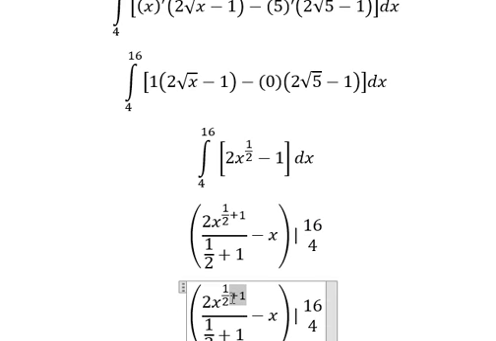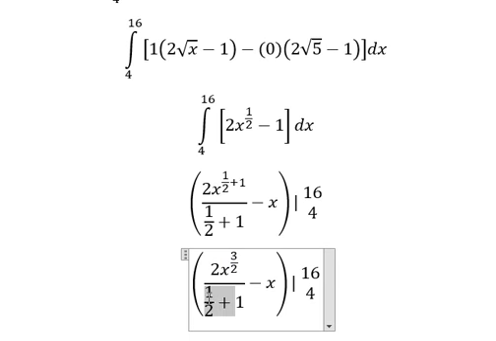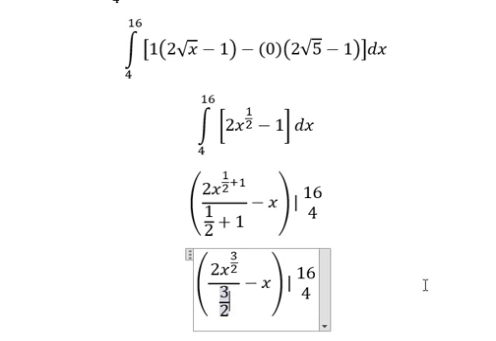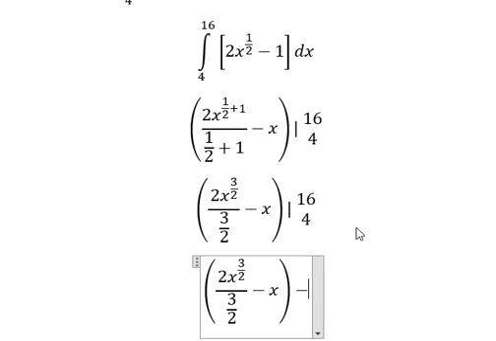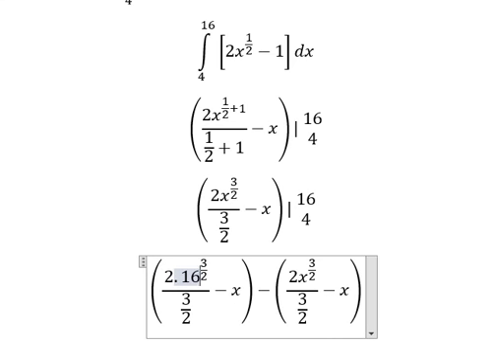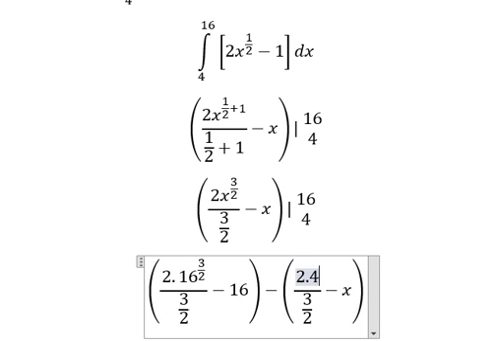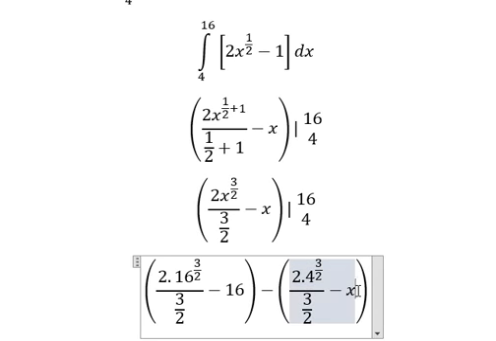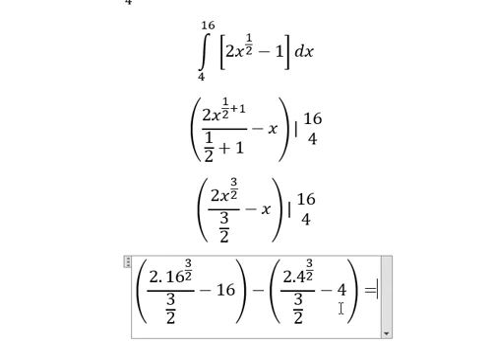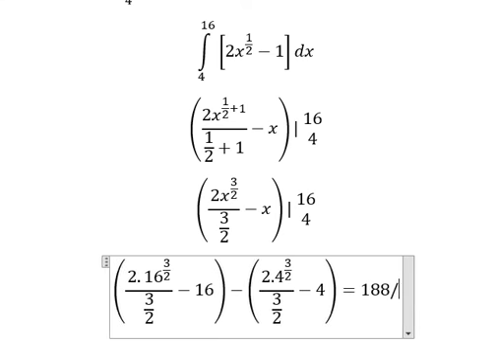This is 3 over 2. This is 3 over 2. And now we put number 16 and number 4 in here. And we have the answer. We have 188 over 3.